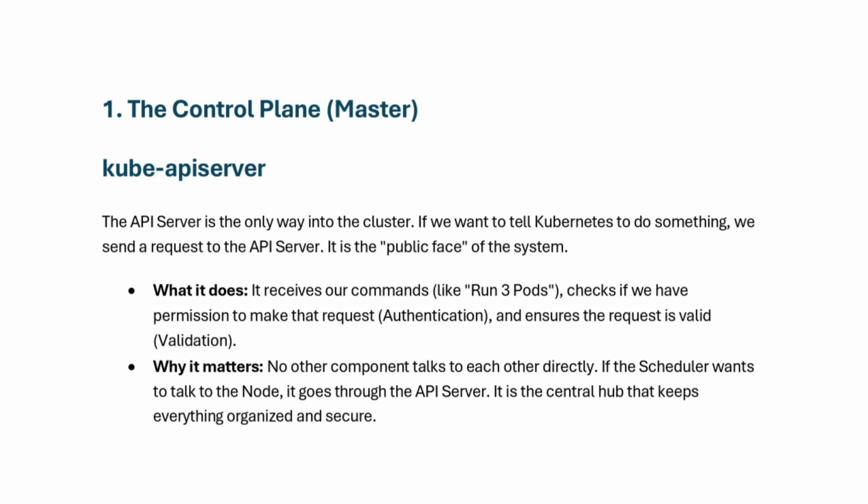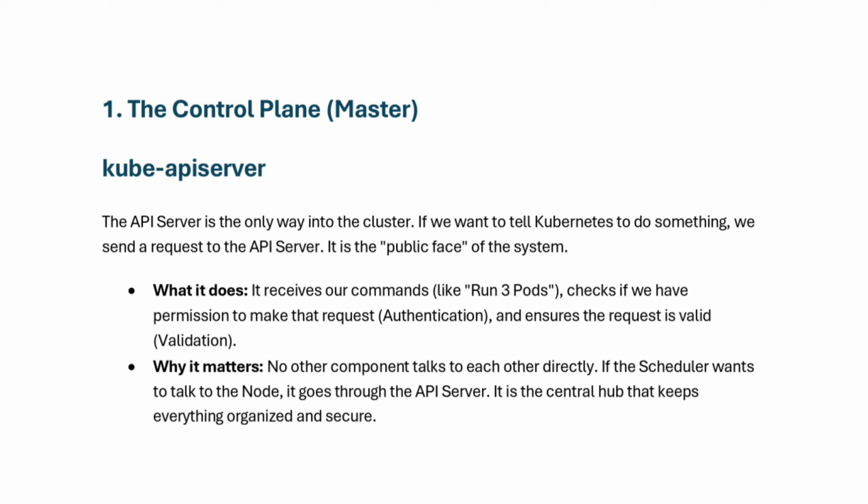It has a component that is Kube API server. The API server is the only way into the cluster. If we want to tell Kubernetes to do something, we send a request to the API server. It is the public face of the system. So every request is communicated to Kubernetes via Kube API server. Simply, the API server is responsible for the communication of Kubernetes and its components with the external world, or communication of requests and it performing the task.